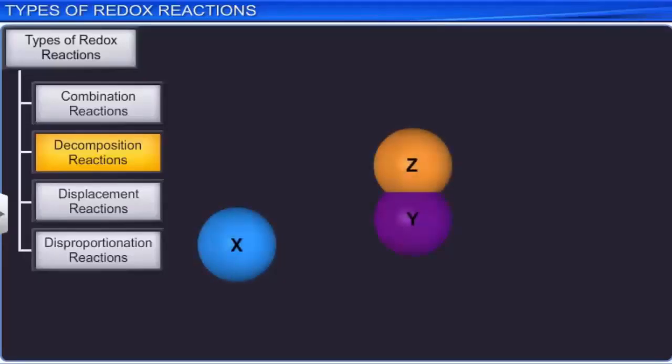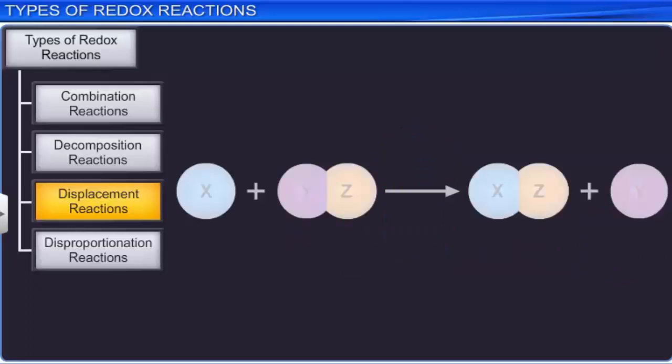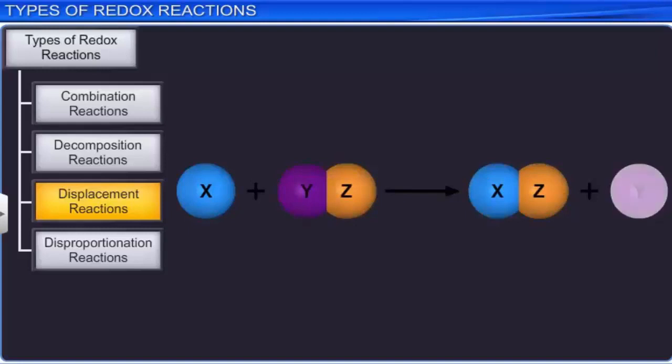The third category of reactions is the displacement reactions. In a displacement reaction, the atom or ion in a compound is replaced by the atom or ion of some other element. The reaction can be expressed as X plus YZ converts to XZ plus Y. In this reaction, from the compound YZ, Y has been displaced by X.